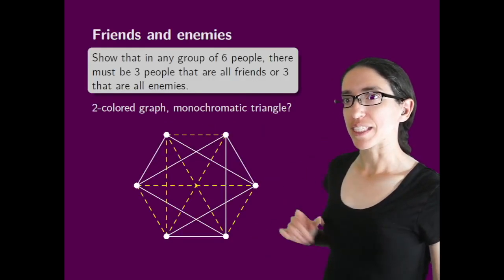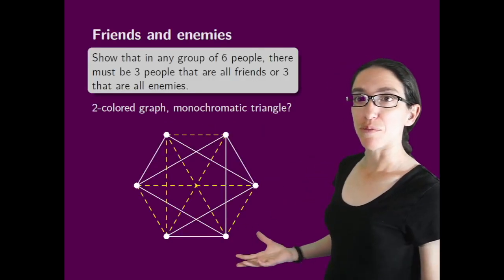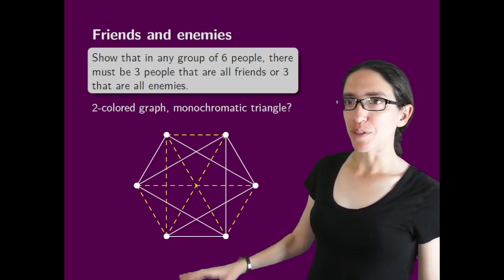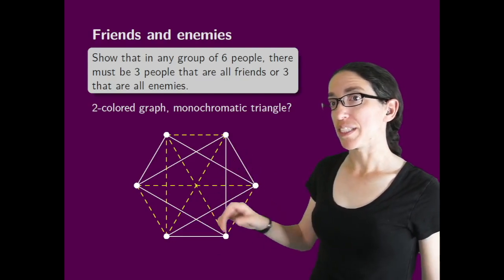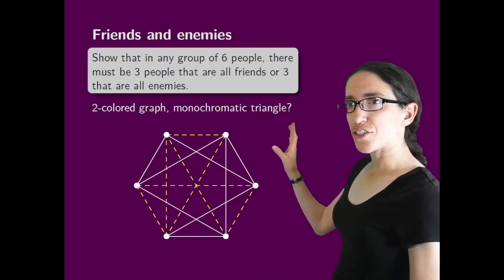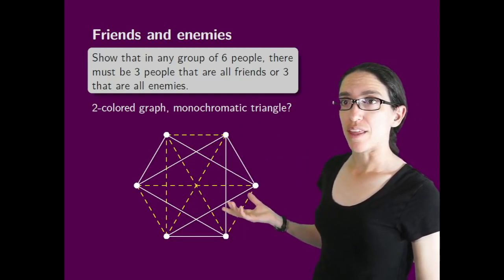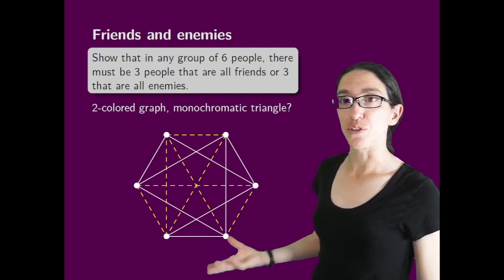Here's a very simple example from Ramsey theory, a classic problem about friends and enemies in a group of people. Suppose there are 6 people in a group, and every pair of them is either friends or enemies with each other. Show that in any group of 6 people with this property, there are either 3 people that are all friends or 3 that are all mutual enemies.